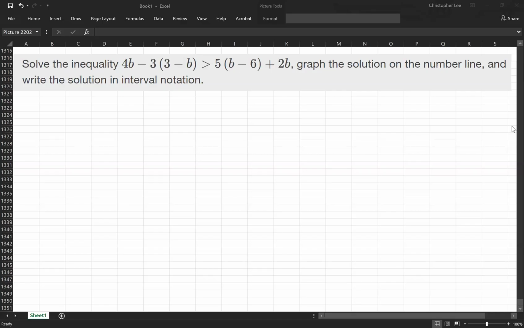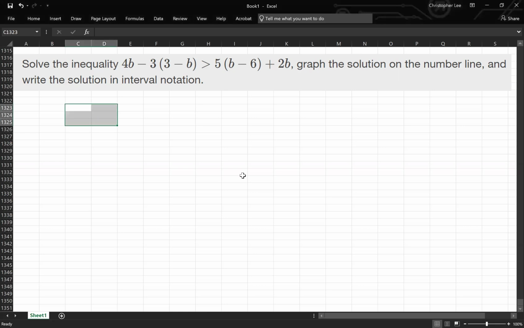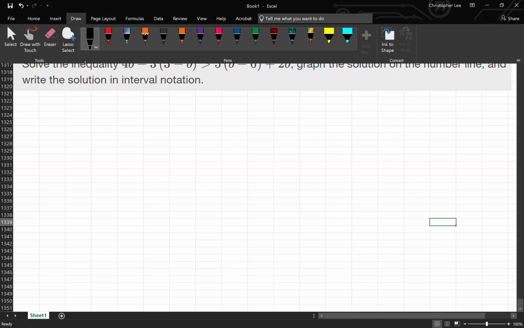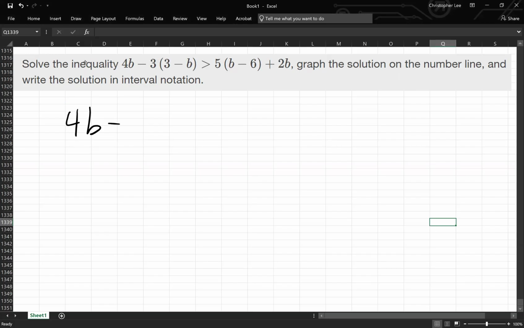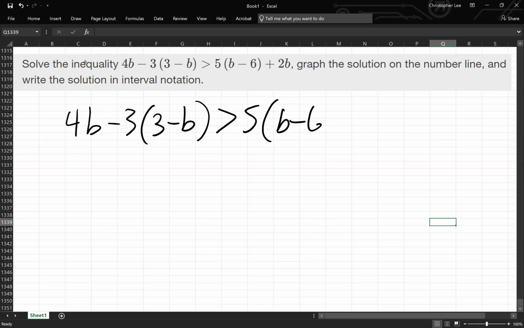That's the one that you were doing. I'm just gonna do this real quick and then I'm gonna show you another example and then we'll call it at that. So right here, sorry about that. I have 4b minus 3 times 3 minus b, which is greater than 5 times b minus 6 plus 2b. I'll go quickly through this since everybody's done it, right?